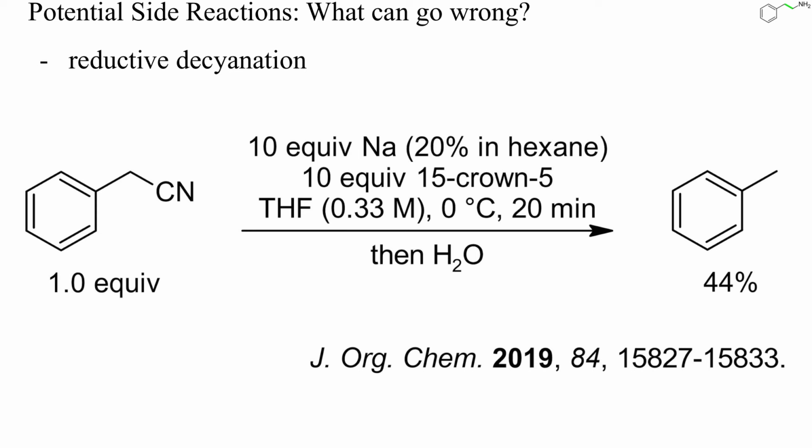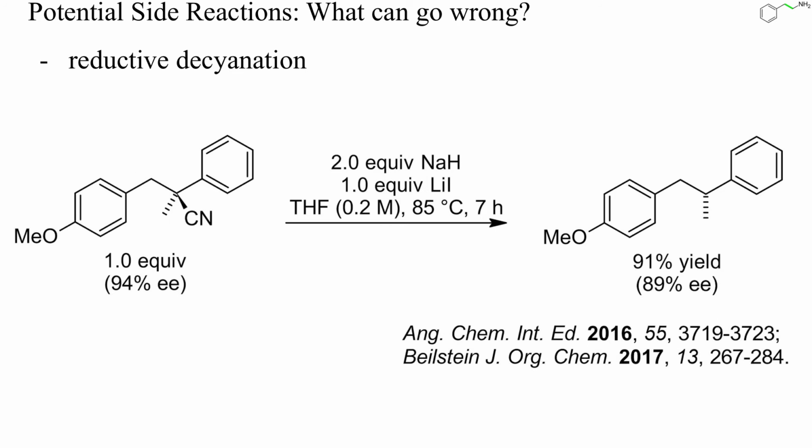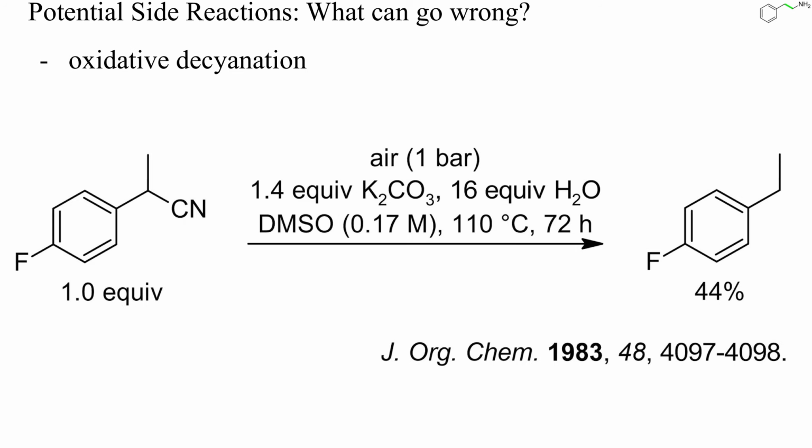Despite the strength of C-C bonds, cyano groups often behave like halides. For example, treating nitriles with sodium or other metals can cause reductive decyanation, as shown here. In this example, a tertiary nitrile was cleaved by heating with sodium hydride and lithium iodide. Decyanation of benzylic nitriles can even occur under oxidizing conditions, as shown here.